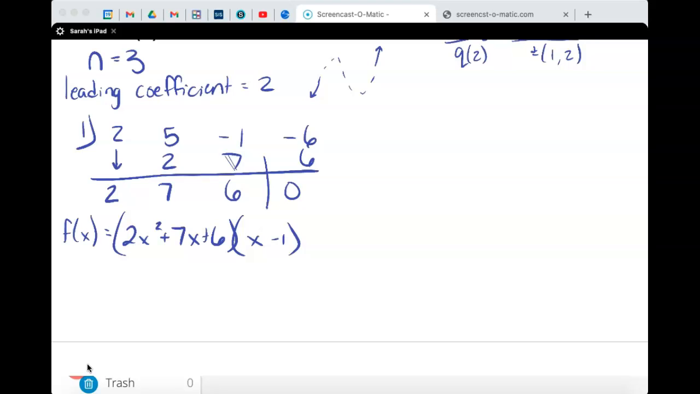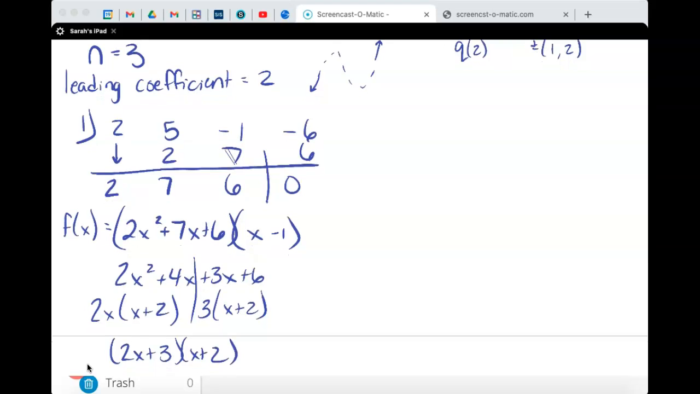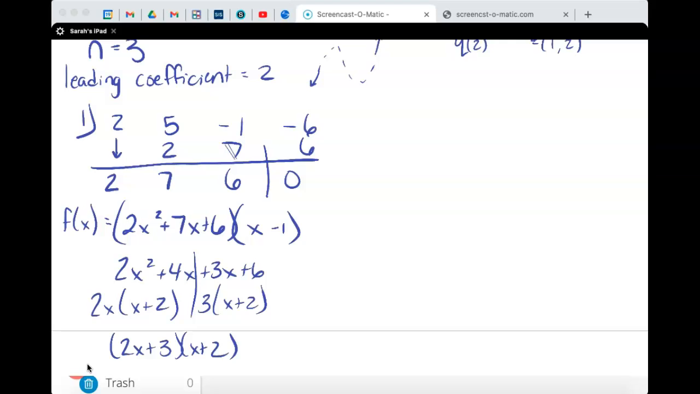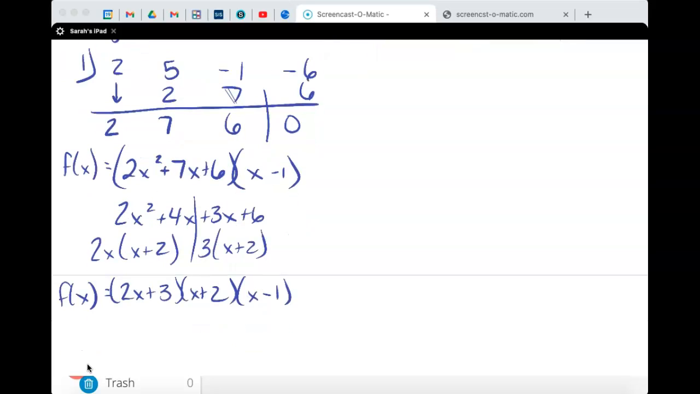So it's going to be 3. But now, factor out with the column. So with this AC method, x minus 1 would carry down. This is f of x in factored form. Okay, so that should have been a review of what we did last week.